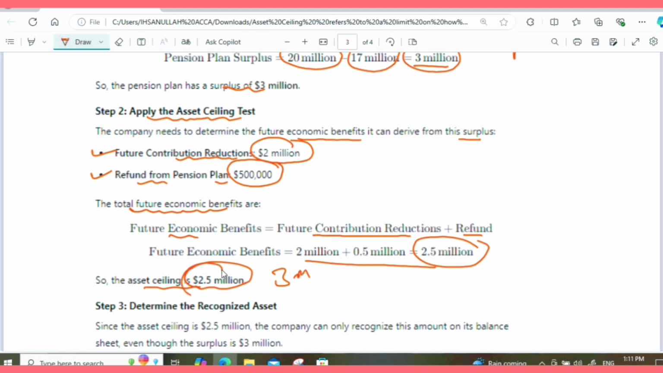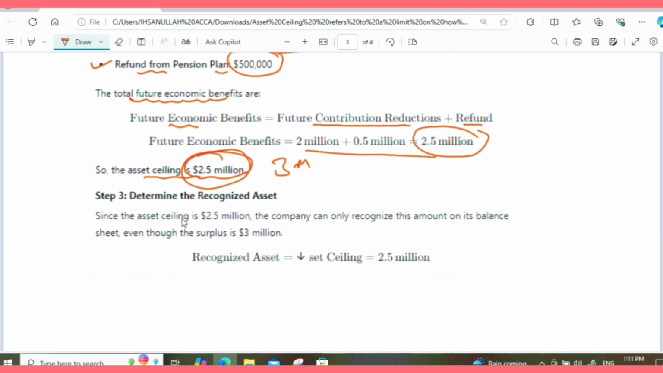So you will record this amount in your balance sheet as an asset. Determine the recognized asset: the company only recognizes this amount in its balance sheet, although the surplus is 3 million. So the recognized amount will be 2.5 million.